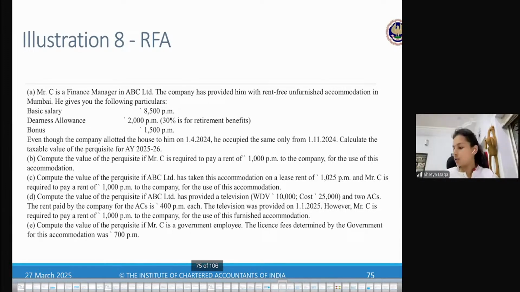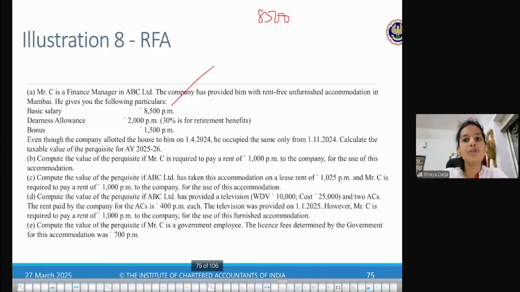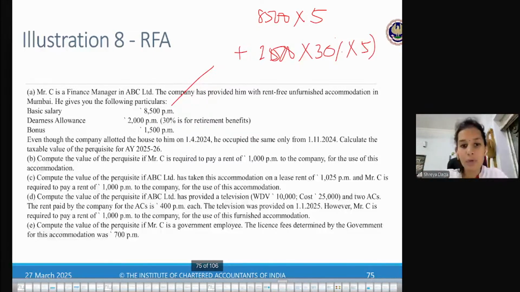Okay. So you only need to calculate for 5 months basically. So now tell me, 5 months basic, how much? 8,500 into 5. Okay. Then what else should form part of salary for RFA purpose? DA forming part. So 22,000 per month into 30% into 5. Okay, that is DA forming part. Bonus is completely allowed. If it were HRA, it wouldn't have been allowed. Since it is RFA, it is allowed.